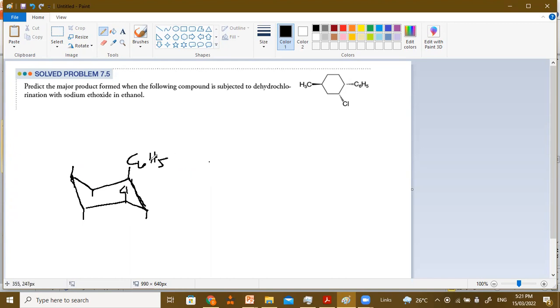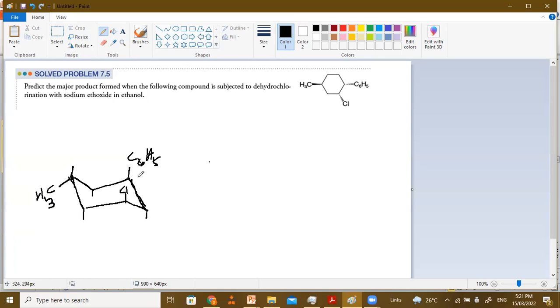Sorry, they are in the same position behind. They are in the same position, so it should be equatorial, C6. So up should be in the same position, so it should be C6H5. And then you have your CH3, which should be opposite to your Cl. If it's up, then it should be down. So two carbons away, CH3.